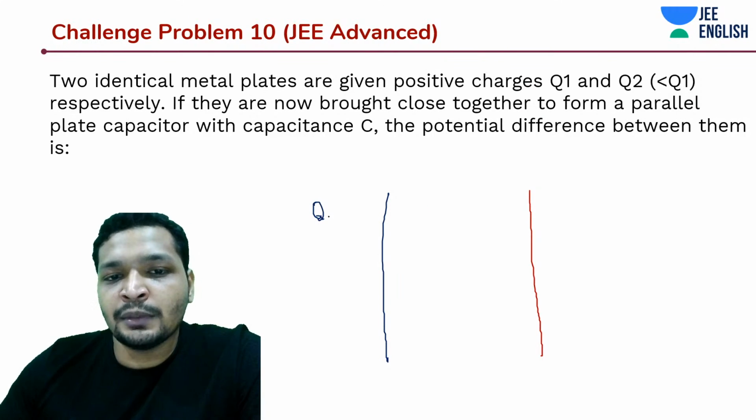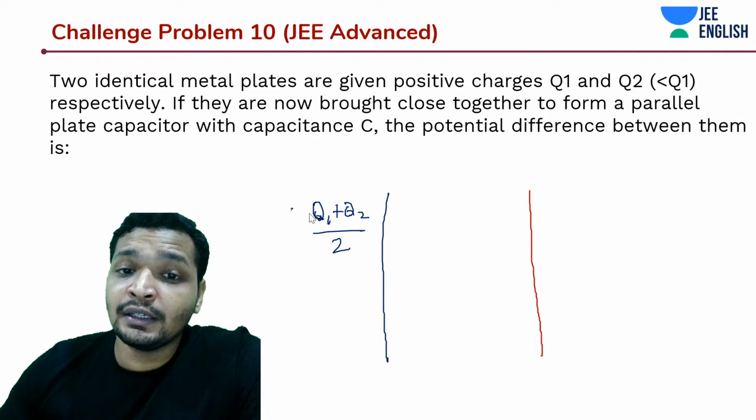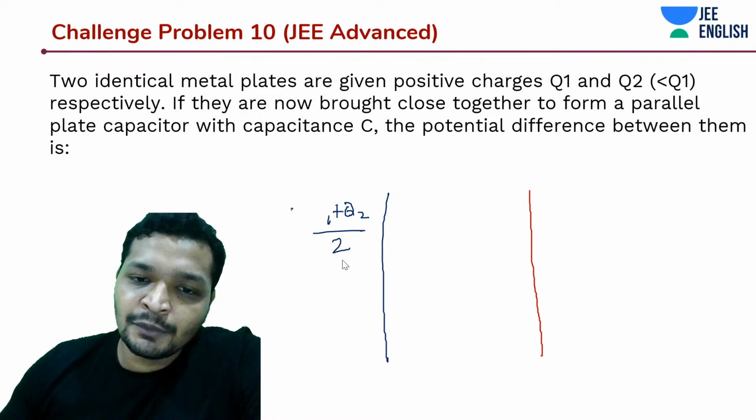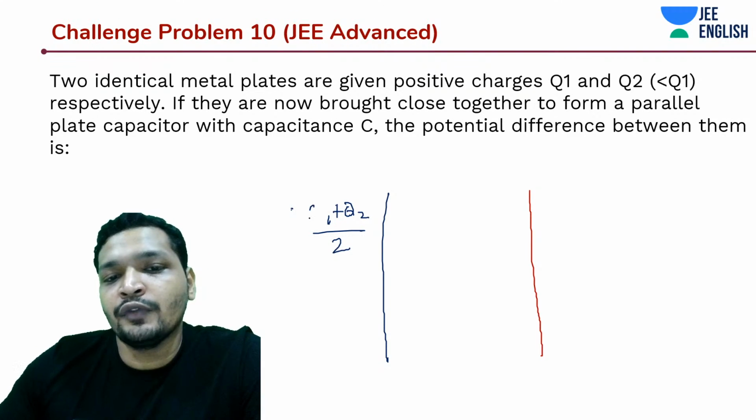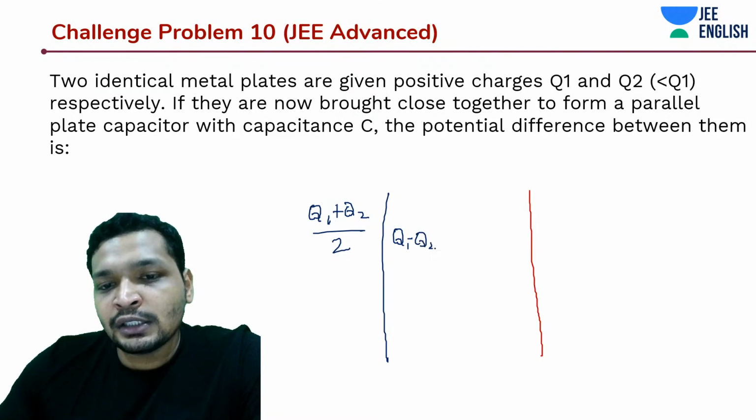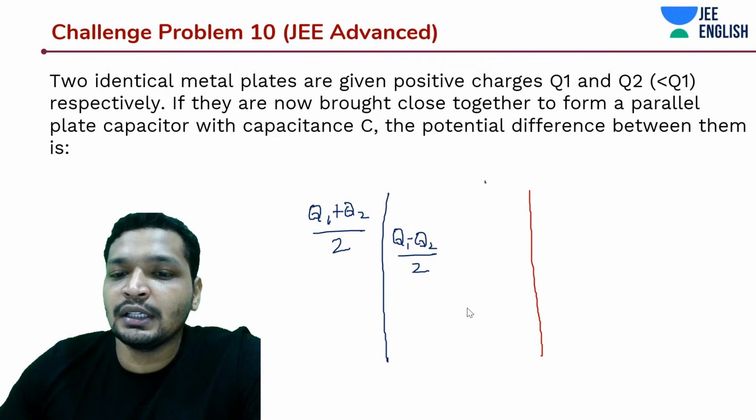Remember this concept, students. This is going to be always Q1 plus Q2 by 2. Similarly, outside of the other plate, it's going to be Q1 plus Q2 by 2. It comes from, good Vanshika, really good. And this is going to be Q1 minus Q2 by 2. Stay motivated, guys. There is nothing in this concept.